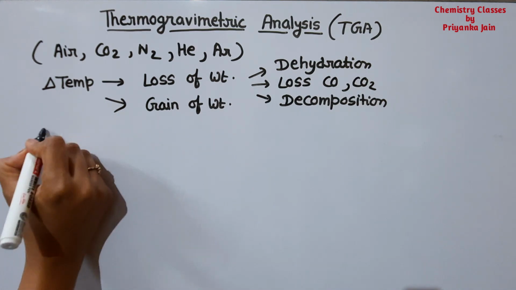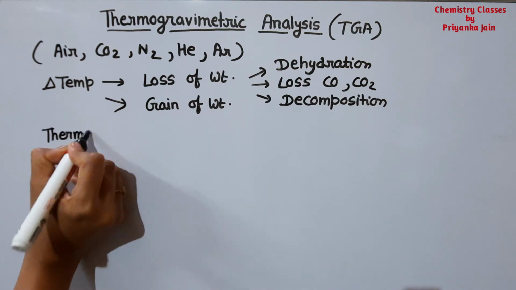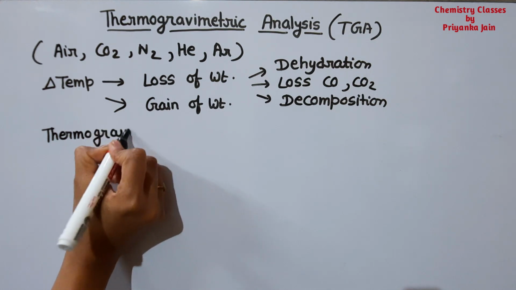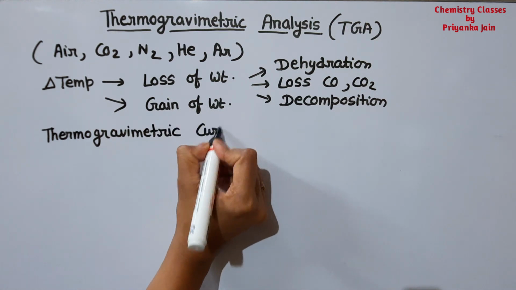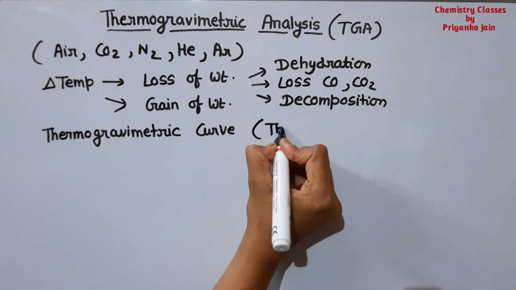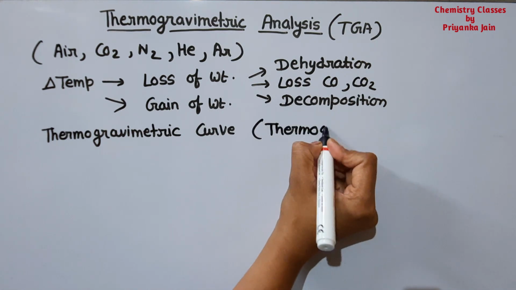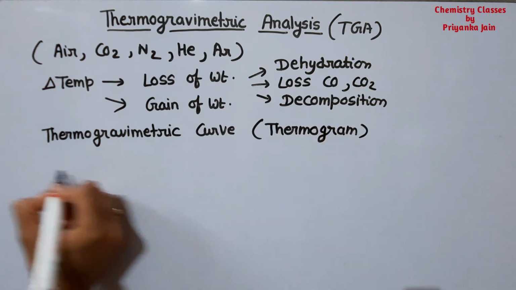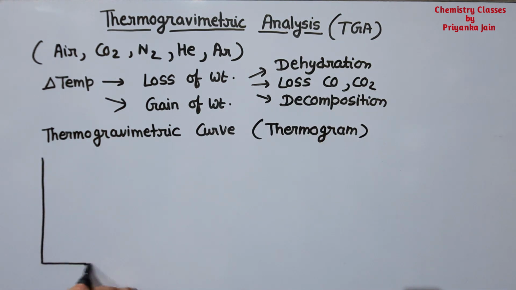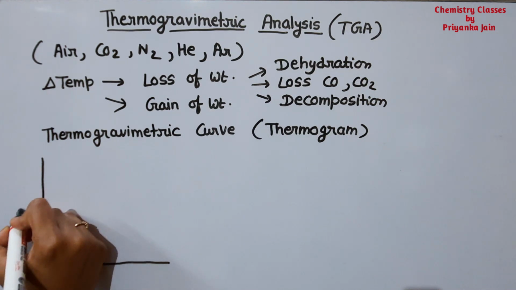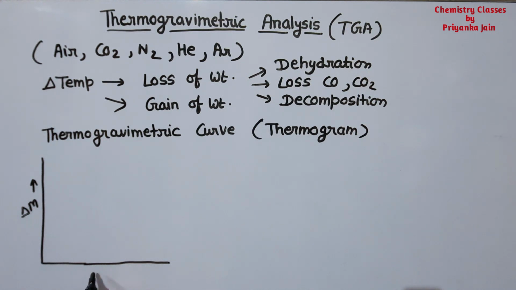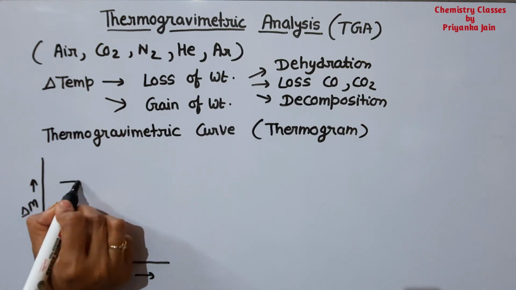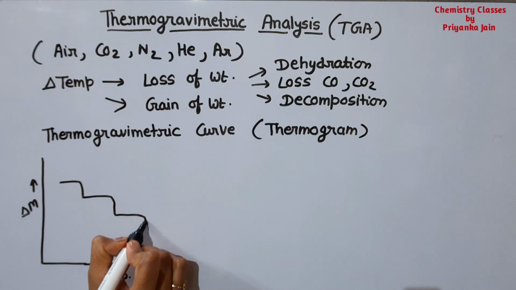This curve is called the thermogravimetric curve, or this is also known as thermogram. So see here, in general what it will look like, it will look like this. On the y-axis we are plotting the change of the mass, and on the x-axis the temperature is plotted in this manner. So we are getting a thermogram in this manner.